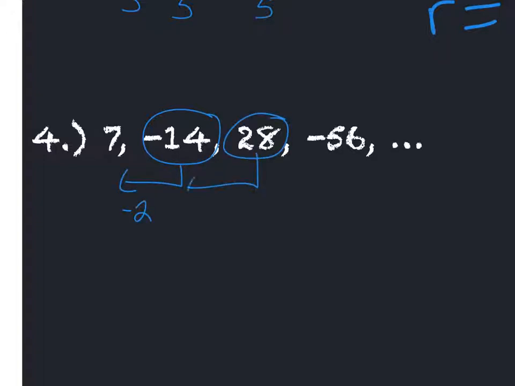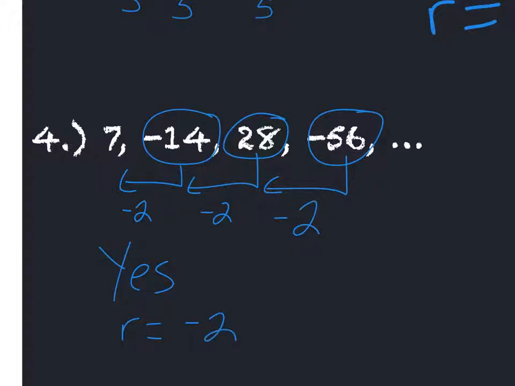28 divided by negative 14 is negative 2. Negative 56 divided by 28 is negative 2. So is this a geometric sequence? Yes. Your common ratio is negative 2. 7 times negative 2 is negative 14. Negative 14 times negative 2 is positive 28.